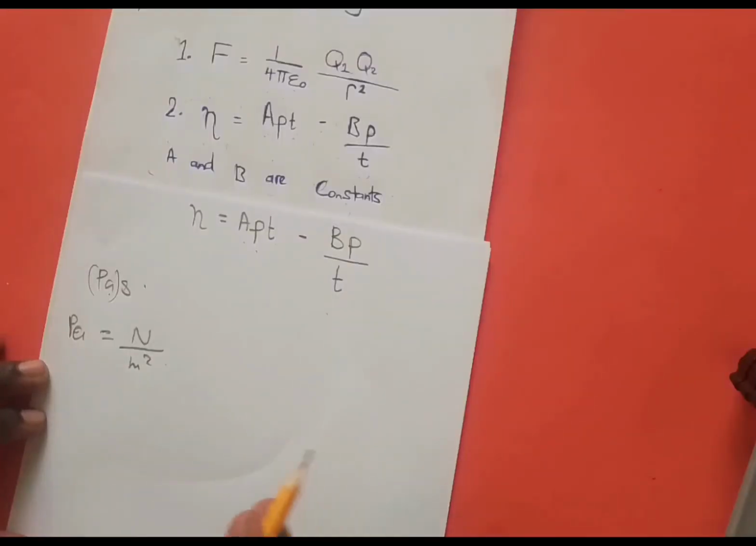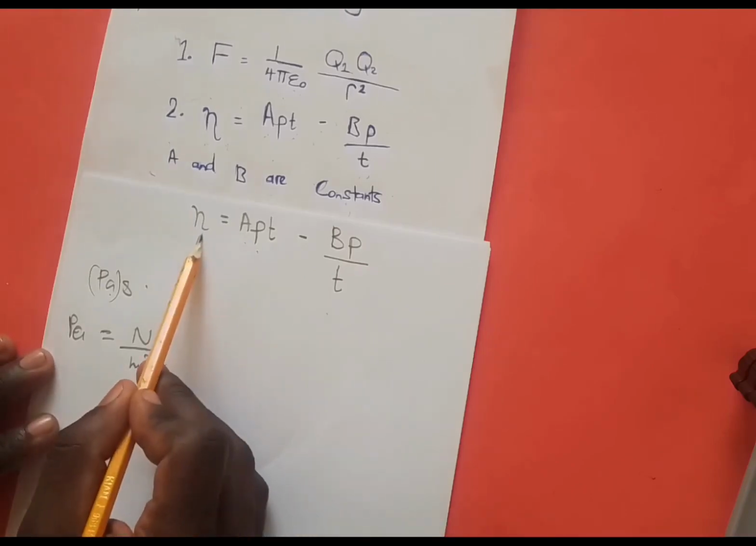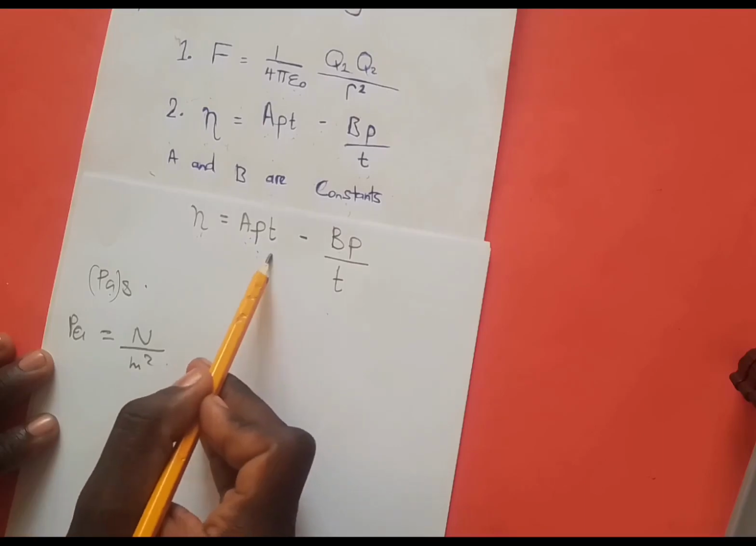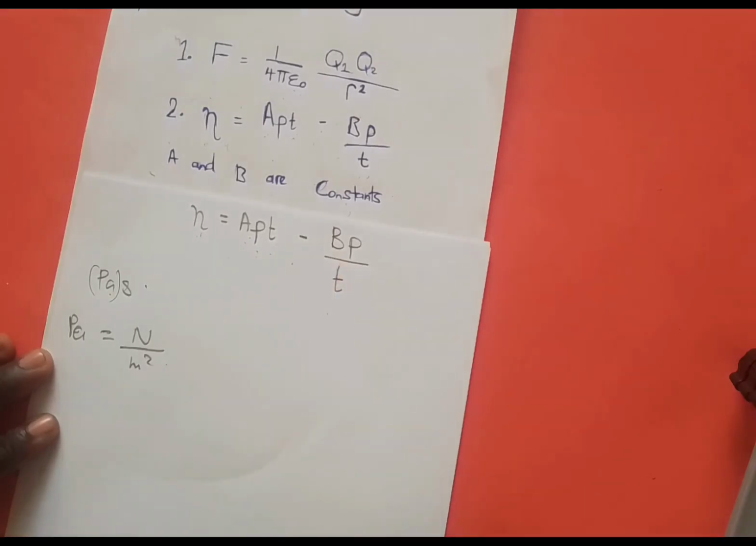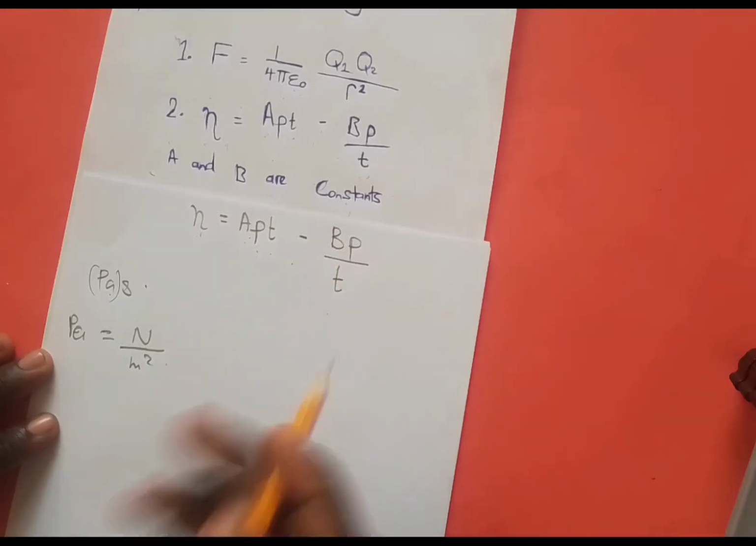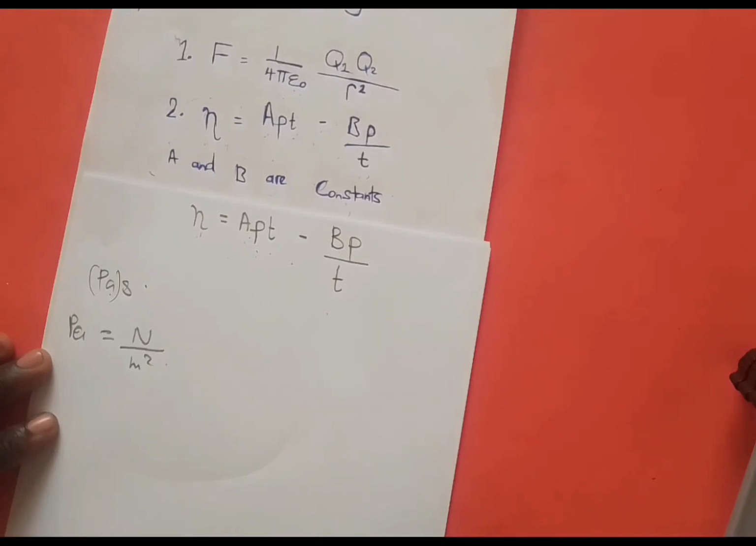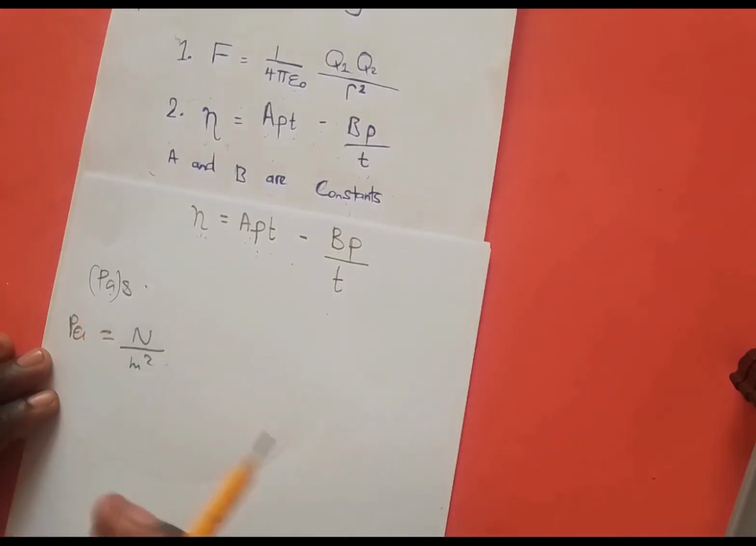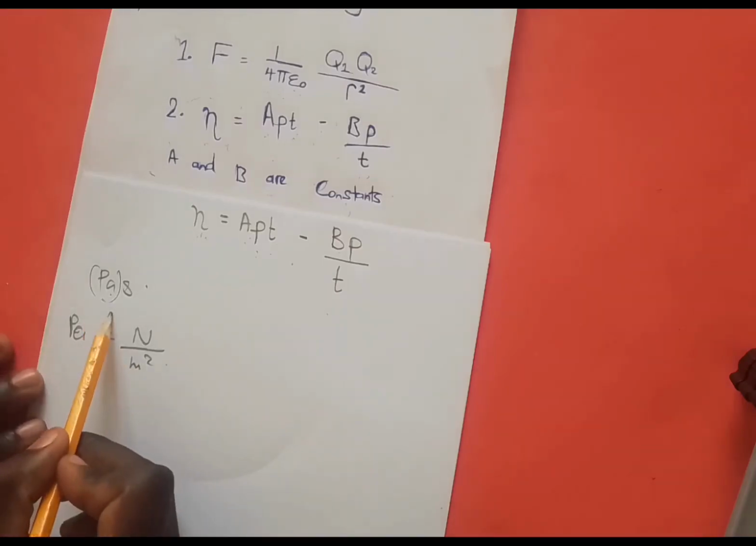I've written question 2 on a separate answer sheet for working purposes. The question is saying that viscosity is equal to A, which is a constant, times rho times time, minus B, which is a constant again, times rho over T. Rho is density, so let's start substituting the variables with their units. Nu is for viscosity, and the unit for viscosity is Pascal seconds.